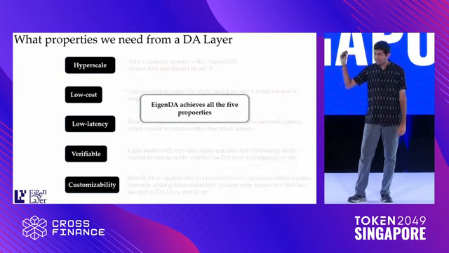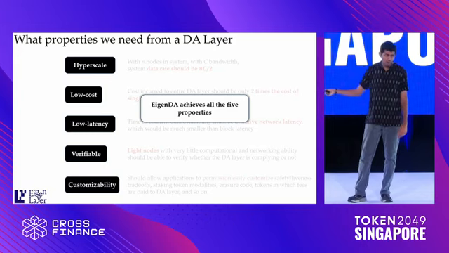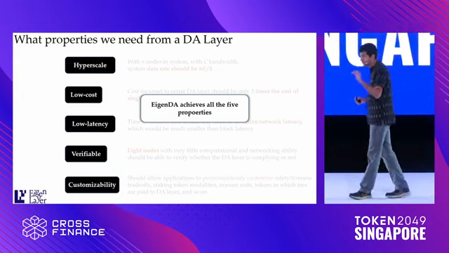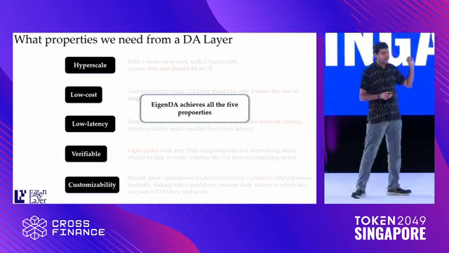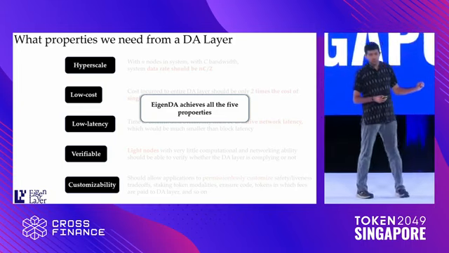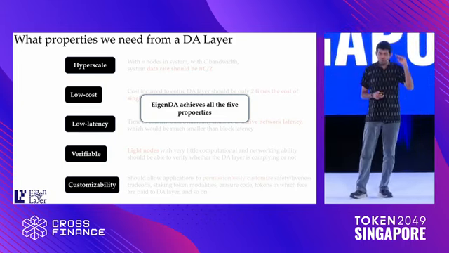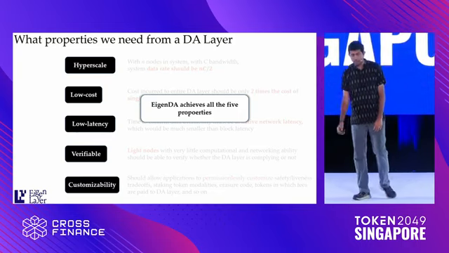EigenDA, Eigen Data Availability System, is the first system that achieves all these 5 properties. It's a system designed from first principles to be an adjacent data availability layer for Ethereum, which actually gets you to the fundamental limits of all these properties.